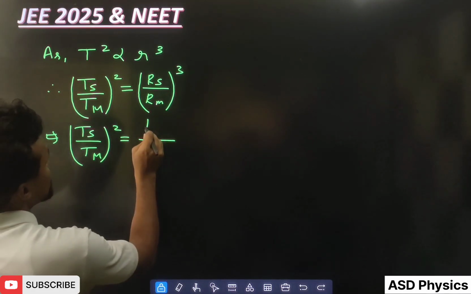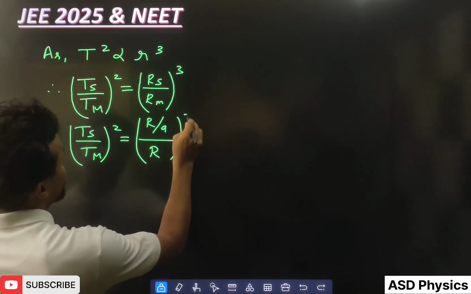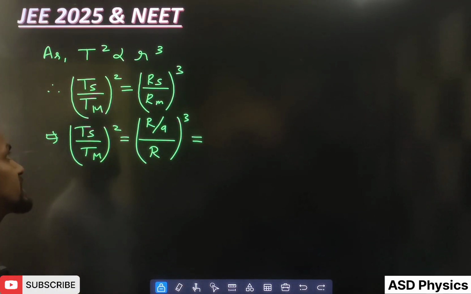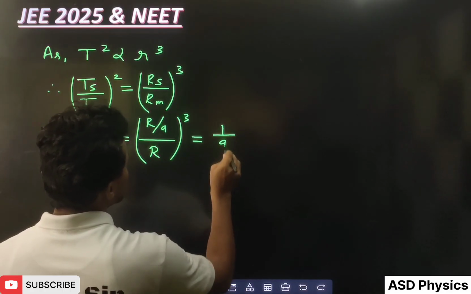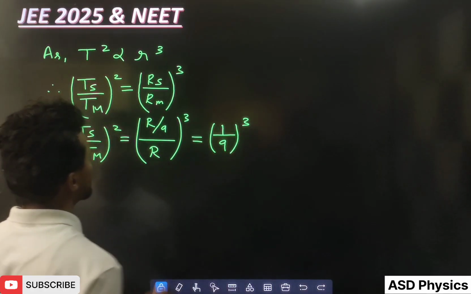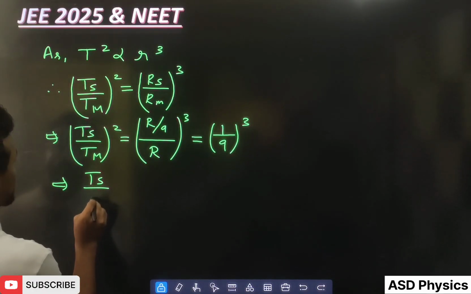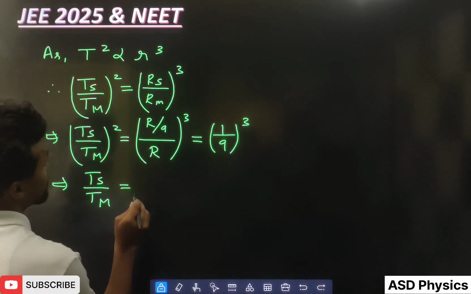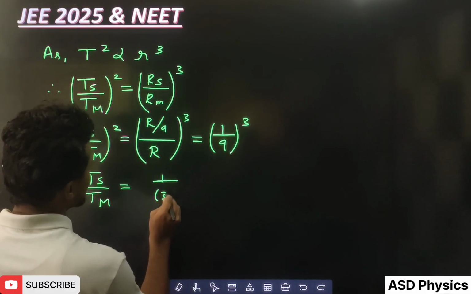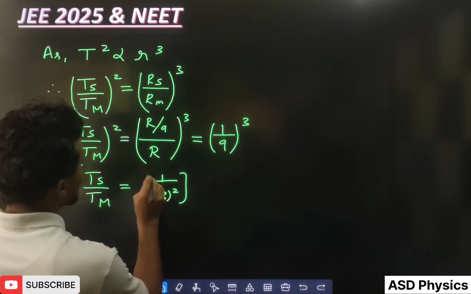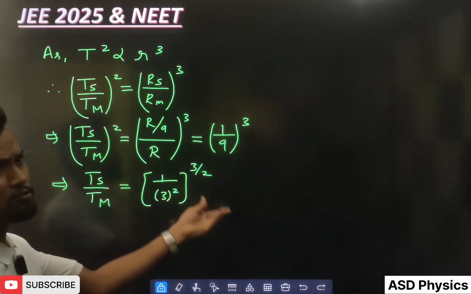So R satellite was how much here? You know very well, it is 9 times closer. So R by 9 whole cube here. Is it? So after that, what will happen here, students? This R and R will cancel out, and we'll write here 1 by 9 cube. Now students, after that, I will write this Ts by Tm. This 2 will go this side, so kindly see here, this will become 1 by 3 square, and here it will become 3 by 2. If I take the square this side, it will become 3 by 2.